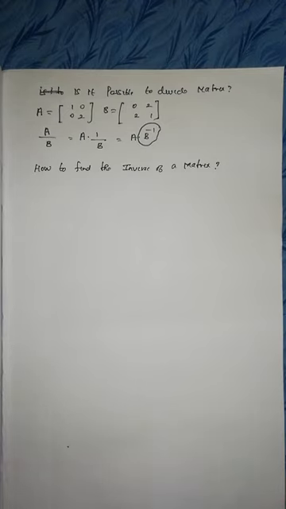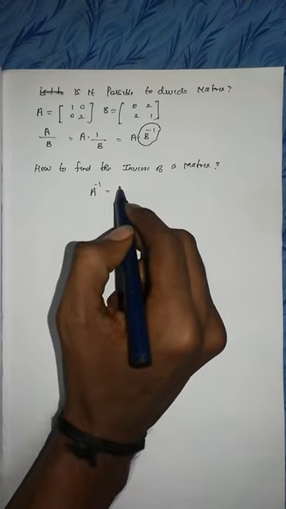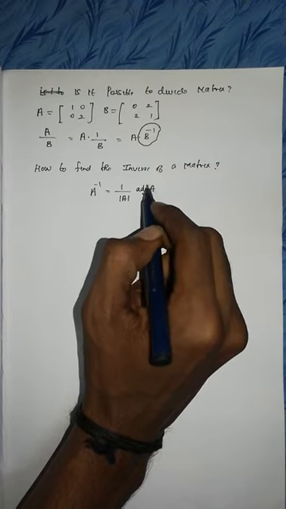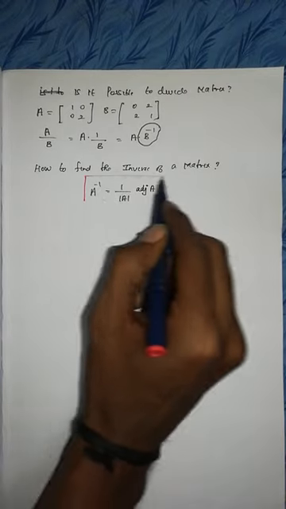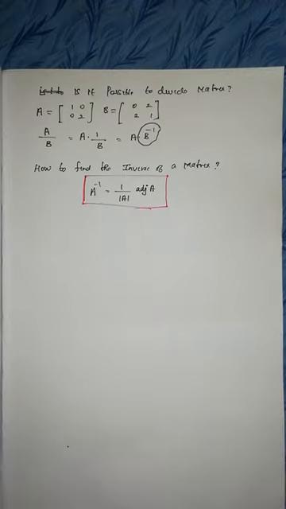Whether all matrices have an inverse. Suppose it has an inverse, what is the condition for a matrix to have an inverse? First I'll give a formula for how to find the inverse of a matrix. The inverse, A inverse, is determined by 1 by determinant of A into adjoint of A. So this is the formula to find the inverse of a matrix. Now you can see that to find the inverse we need to find two things, which are the determinant of A and the adjoint of A. Now I ask the question whether an inverse exists for all matrices.